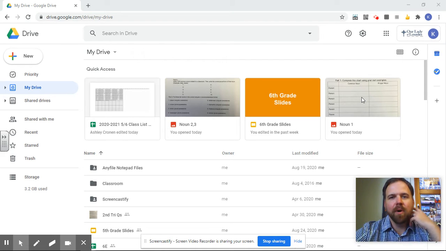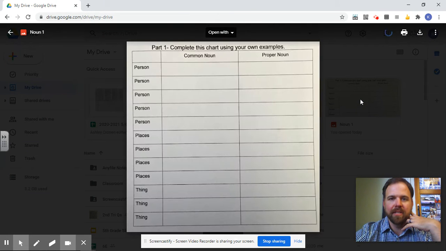Hey everybody. What we're going to do for grammar today is talk about part one real fast of the noun sheet from yesterday, and then we're going to get into parts two and three. If you want to look at my screen real quick as I do this, I'm going to look at part one really fast. I'm not going to go over all the different answers because they're obviously your different answers.